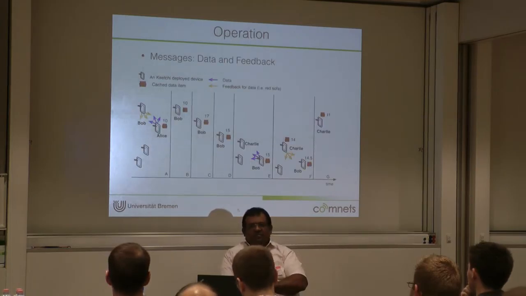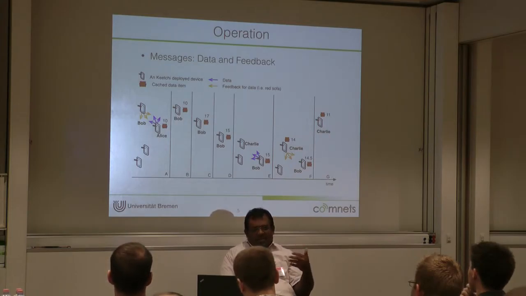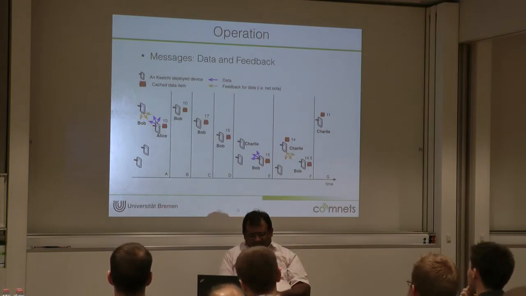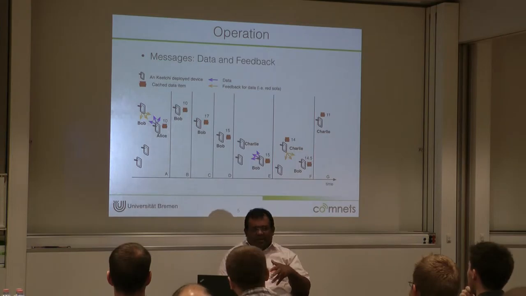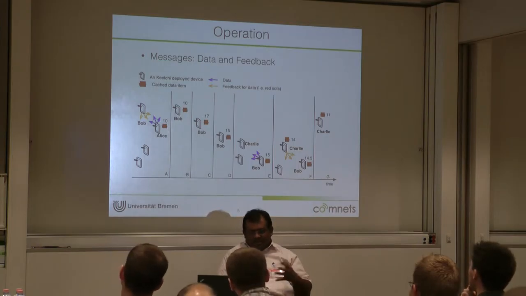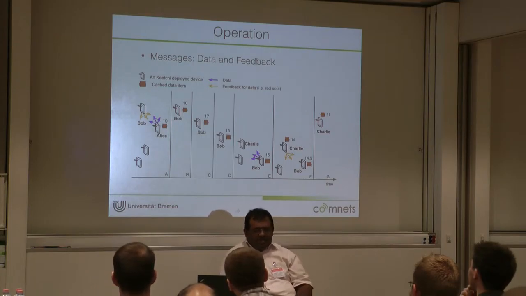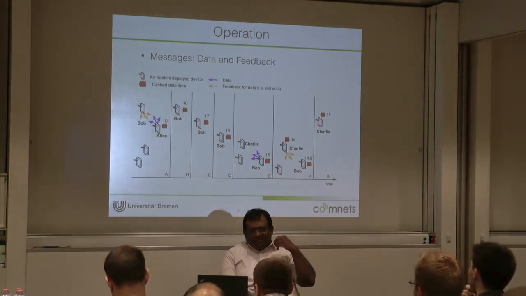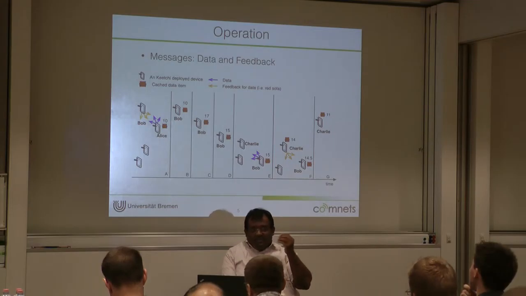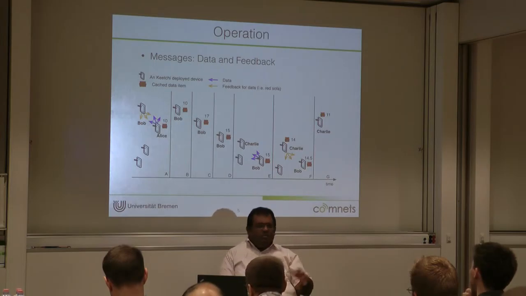We have some other publications where we describe the Kichi architecture, but just to give you a brief idea, the architecture depends on two message types, the data and the feedback. As you can see, we look at different scenarios. This one is a recycling application that we looked at. Alice in this case knows of a red sofa that has to be recycled or made available. Alice gives a value to this information, which we call the goodness value, which is 10 in this case, and then propagates this information.